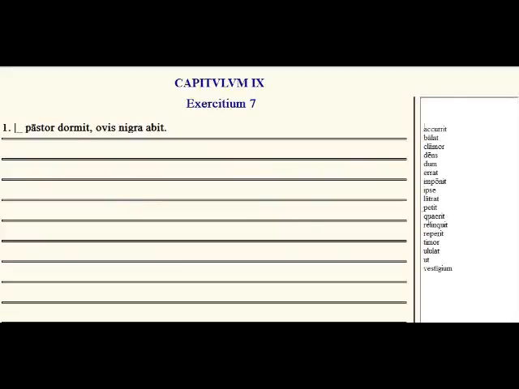Vocab exercise. You know the drill on the vocab. So let's try this. We see blank pastor dormit, the shepherd sleeps; the black sheep goes off while the shepherd sleeps. Remember, we're reading that carefully. Canis ovem videt et blank bow bow. So what is the word for the dog making the sound bow bow? It is latrat. He barks. Okay, let's try exercise number 8.